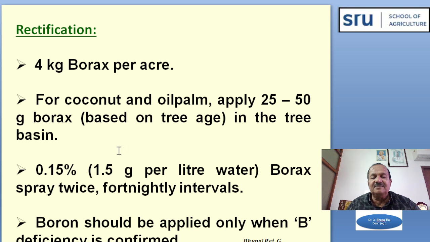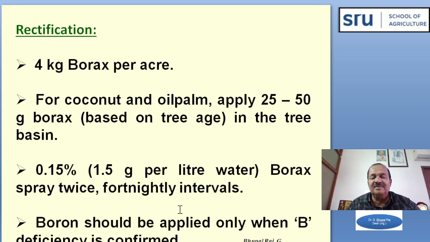When the deficiency is observed on the crop, we have to go for a foliar spray of 0.15%, that is 1.5 gram borax per liter of water. It gives the 0.15% concentration. We have to spray this borax twice at fortnightly intervals for coconut and oil palm.